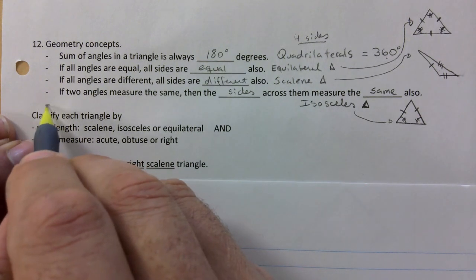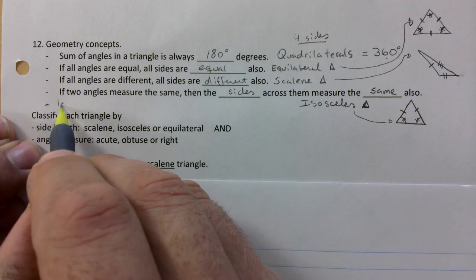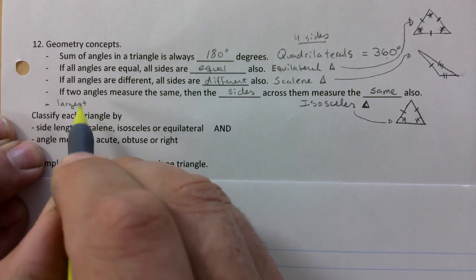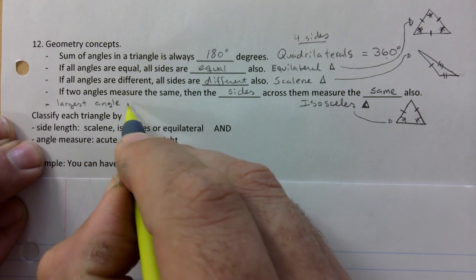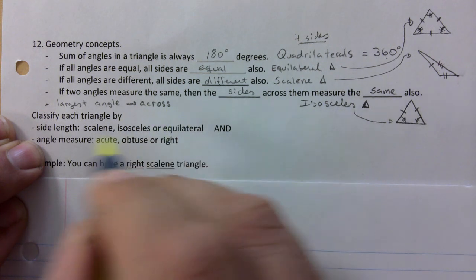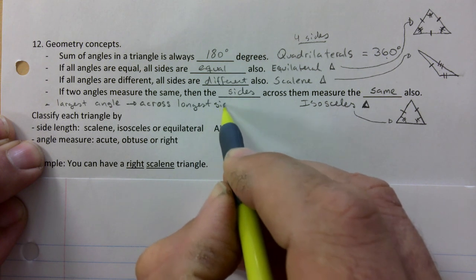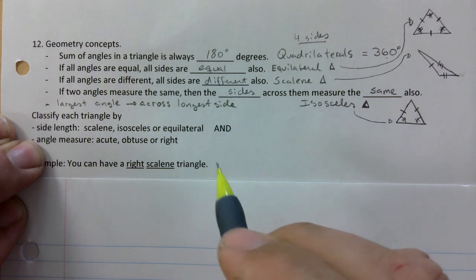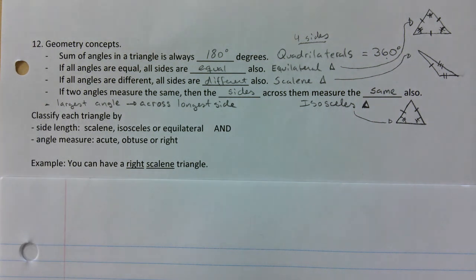I will add another thing here. The largest angle will be across the longest side. And therefore, you can conclude from that the smallest angle will have the shortest side across from it. That's also true.